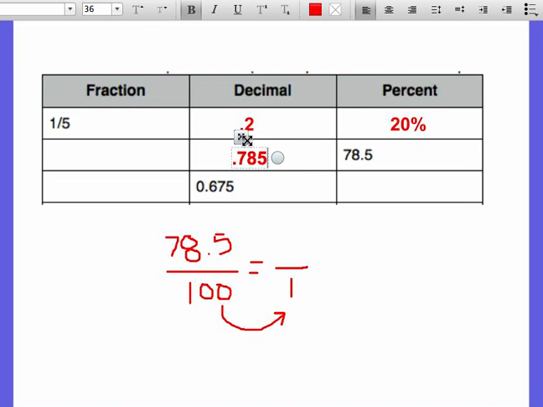How to represent that as a fraction? We don't want to have decimals in our fractions, and this is where it gets a little bit confusing, because you might be tempted to say it's 0.785 or 78.5 per 100, but that has a decimal in it. So one simple way to get rid of the decimal is to make each side 10 times bigger. So we make 78.5 10 times bigger. Now it becomes 785 per 1,000.